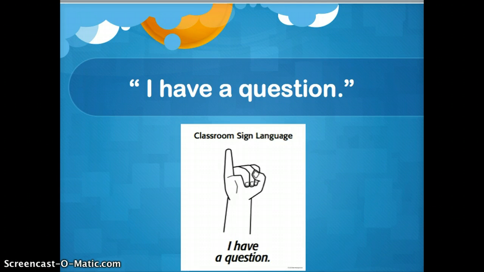If a student has a question, they use an I in ASL for I have a question. Close your hand to make a fist and stick your pinky finger up.